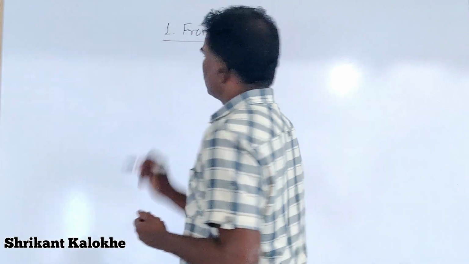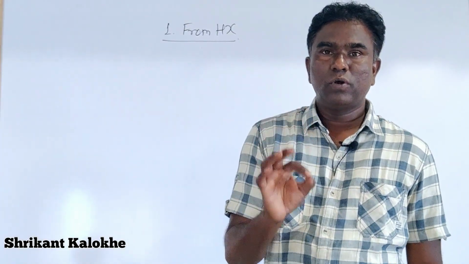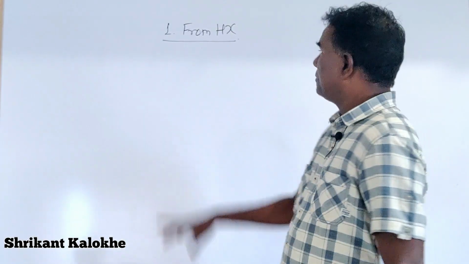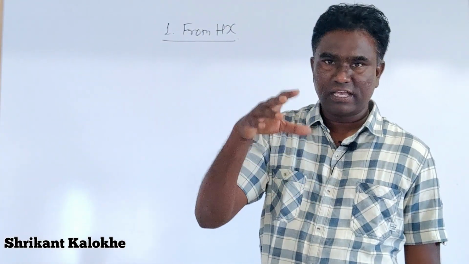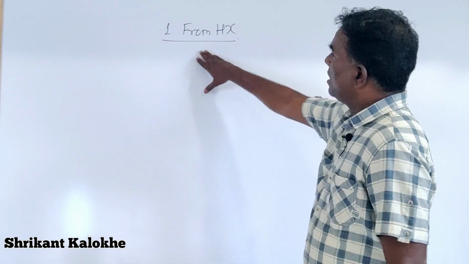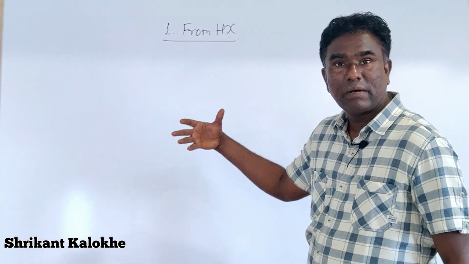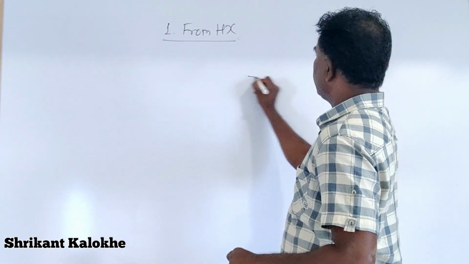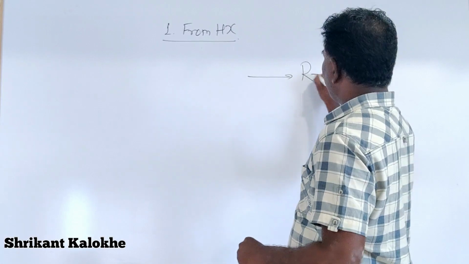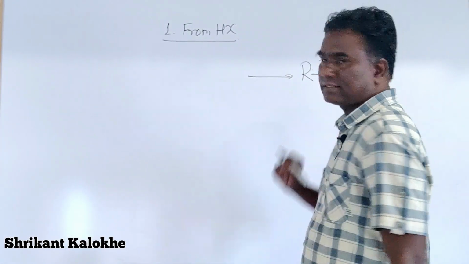Here HX means halo acids. This X is the general representation of chlorine, fluorine, bromine, iodine. Therefore, this HX might be HCl, HBr, HI, HF. And we are using this reagent to get our product, monohaloalkanes. If our product is a monohaloalkane, that means alkyl halide, then it is RX.